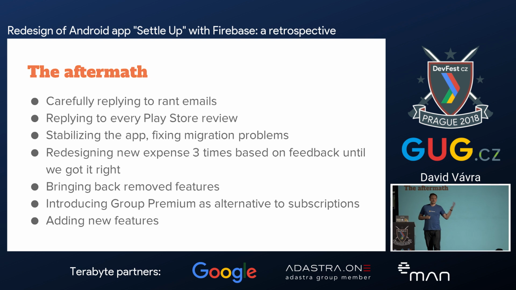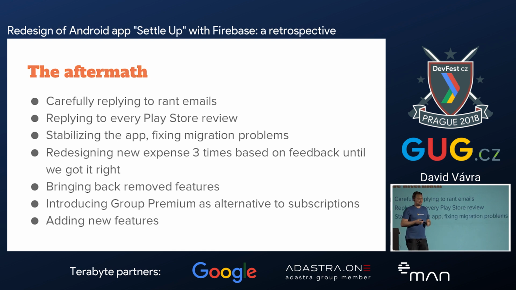So what did we do after? We didn't give up. We just don't give up, we go on. We carefully replied, or mostly me, to all the rant emails. There were these long emails like, you have to change this, this is wrong, this is wrong. I carefully replied to all the points in every email. I replied to every Play Store review which was not 5 stars, so 4 stars and less. I replied to every single one.